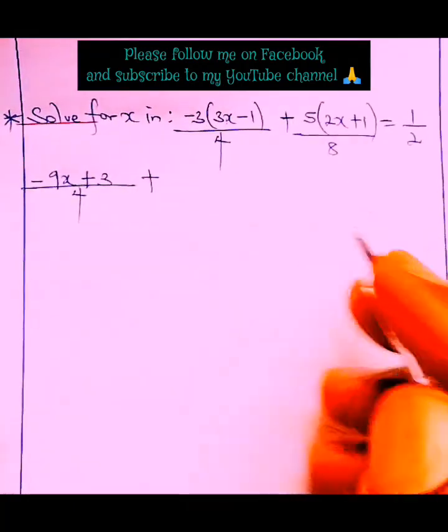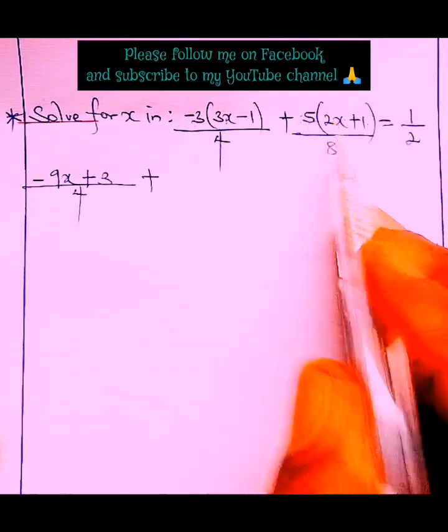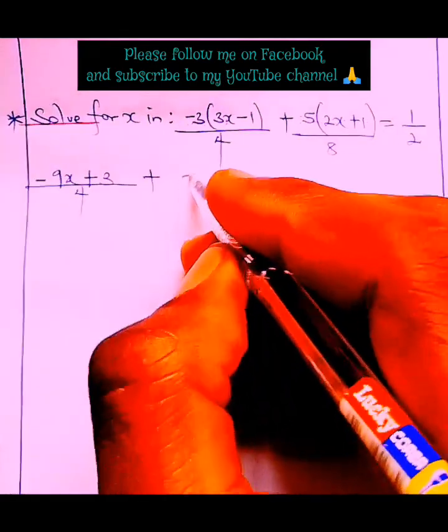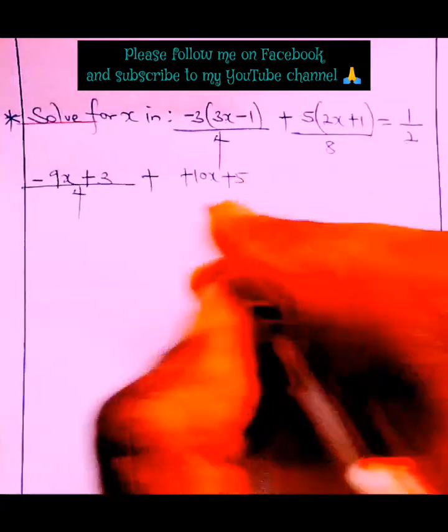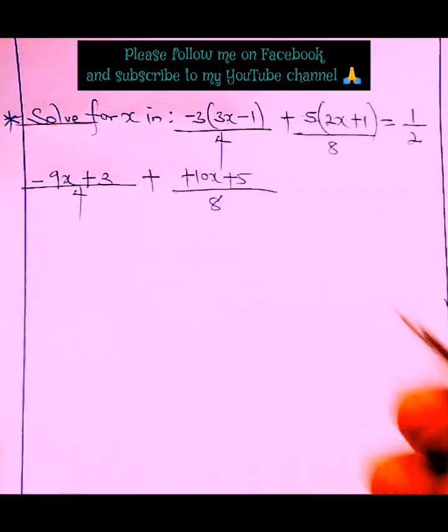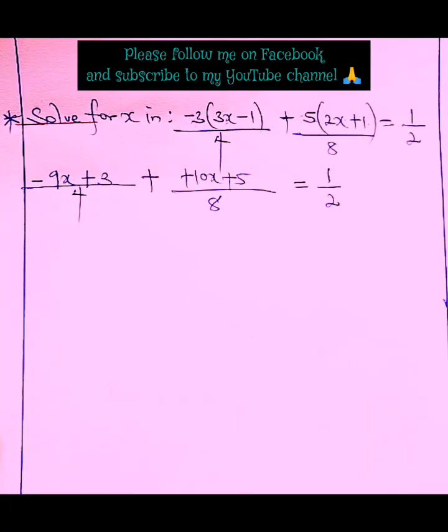Then the plus is waiting right here. So 5 opens up the bracket. Plus 5 times plus 3x, plus times plus is plus, so plus 15x... plus 10x plus 5 times this, that's plus 5 over 8, equals 1 over 2. So now we're going to look for the LCM.